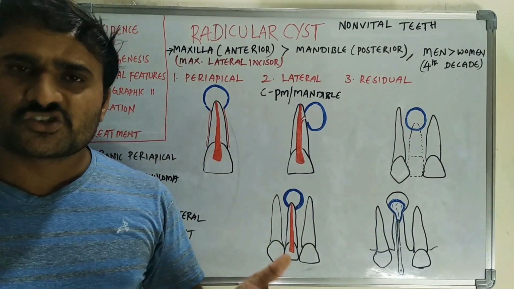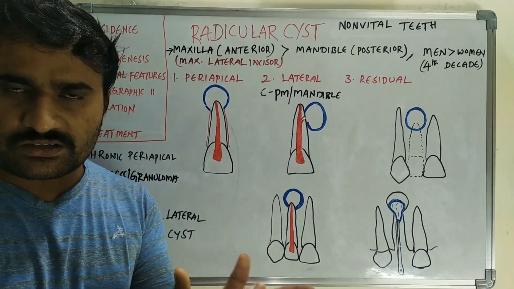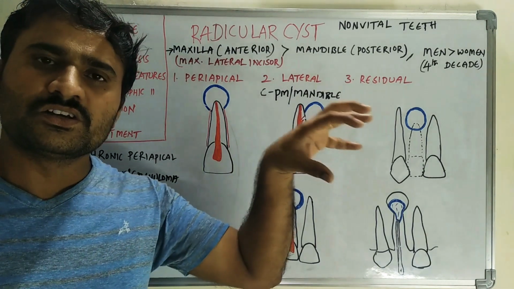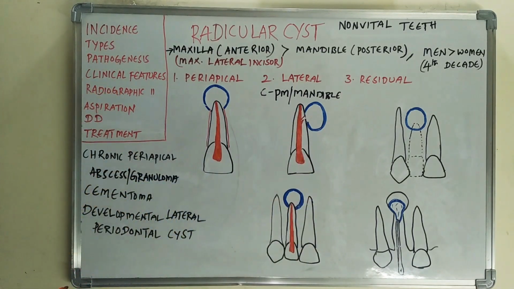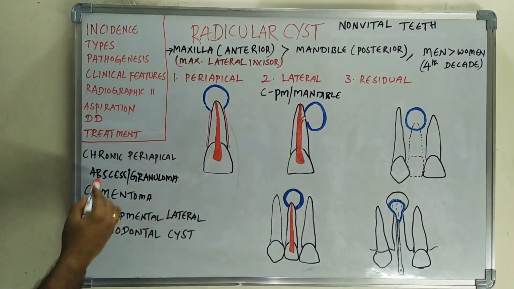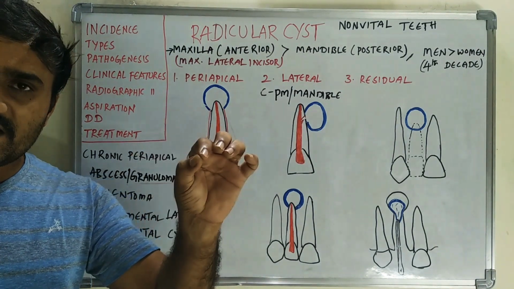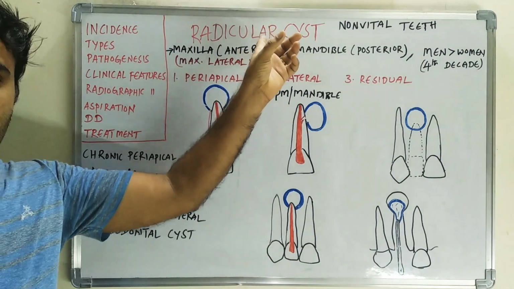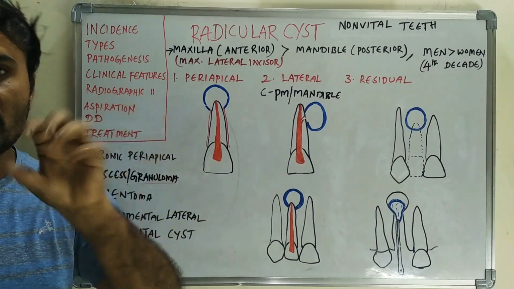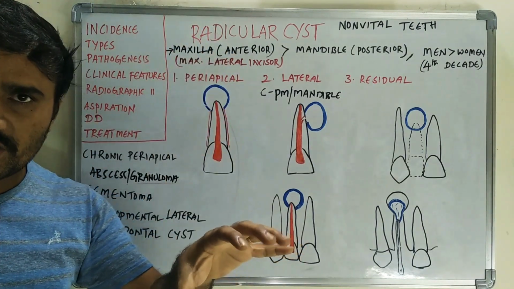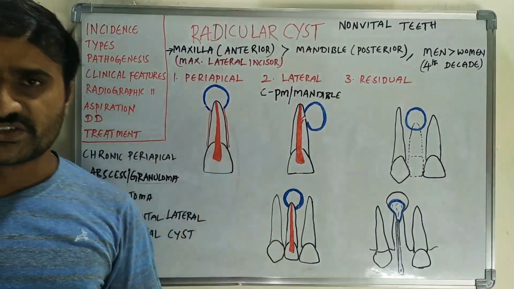Then aspiration: straw colored fluid with cholesterol crystals. That cholesterol crystals will impart the straw color. After that, differential diagnosis: you have to differentiate radicular cyst from chronic periapical abscess or granuloma. In case of granuloma, the size is less than 1 centimeter. In case of radicular cyst, if it is more than 1 centimeter, you will call it a radicular cyst. That is the important differentiating feature. A lesion less than 1 centimeter you can call a granuloma, and more than 1 centimeter you can call a radicular cyst, right?